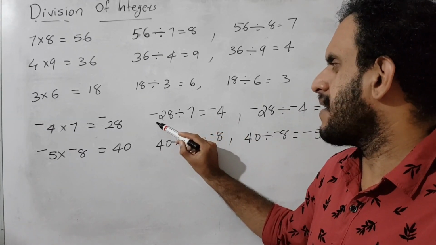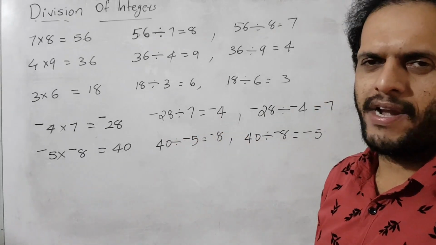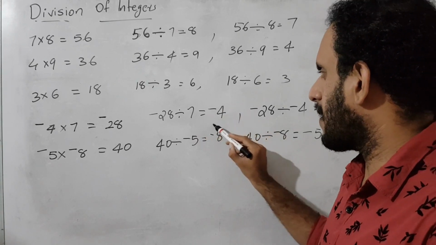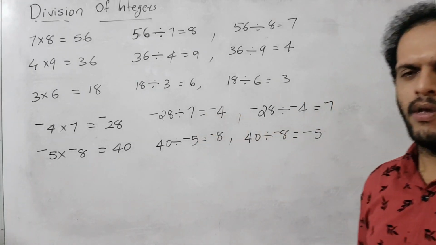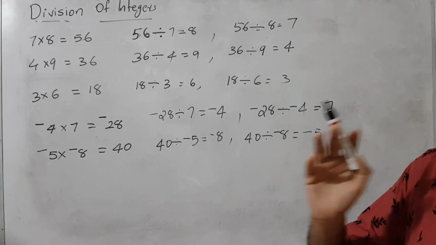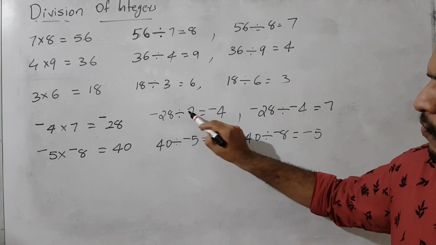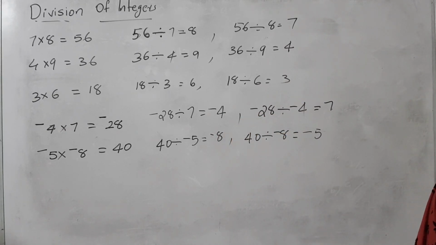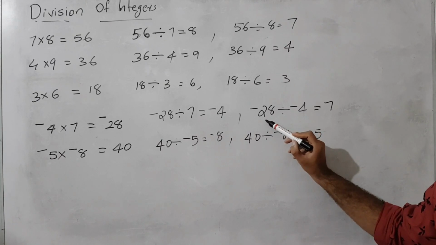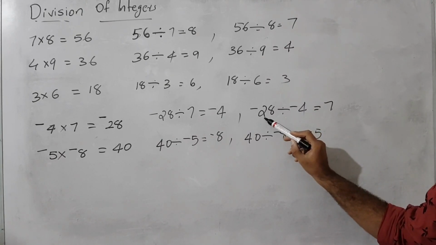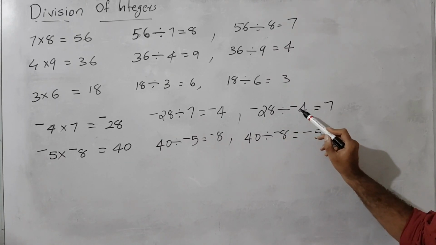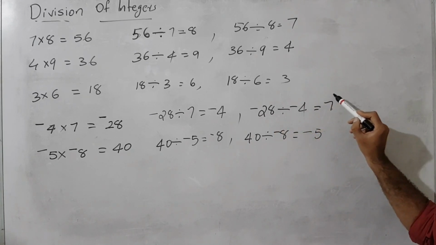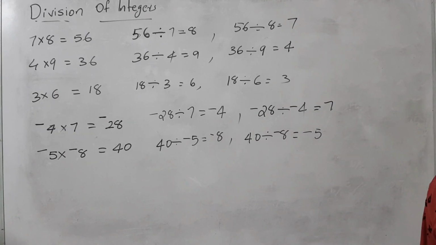We divide one negative and one positive integer, correct? Then what is the answer? The answer is negative. If we divide one positive and one negative, what is the answer? The answer is negative. Then what is the second? Minus 28 divided by minus 4. Minus 28 is negative, 4 is also negative, correct? So what is the answer? The answer is positive. 7 is positive.